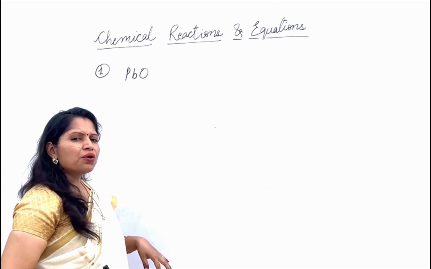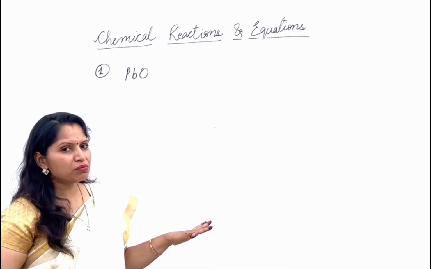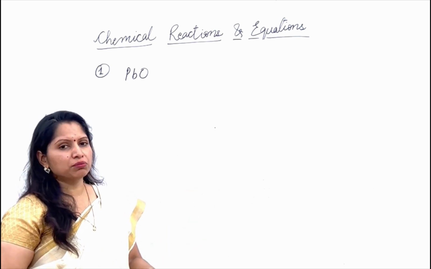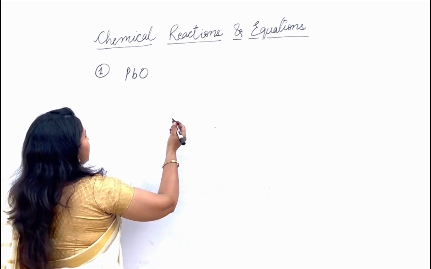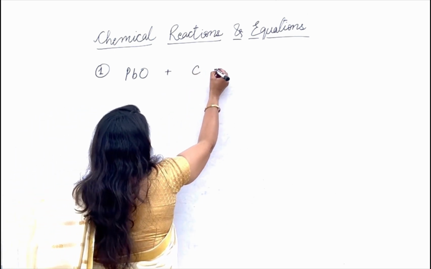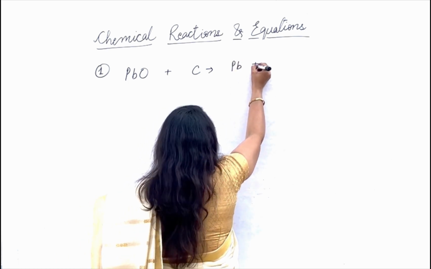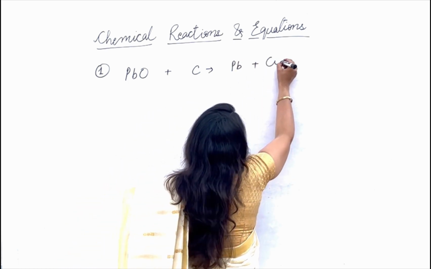If you have any doubt in writing the molecular formula, please refer to the video in which I have explained how to write the molecular formula. Lead oxide combines with carbon to form lead, and carbon dioxide is formed.